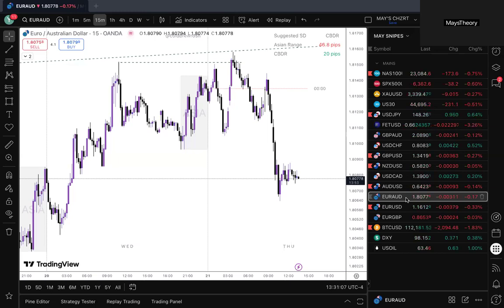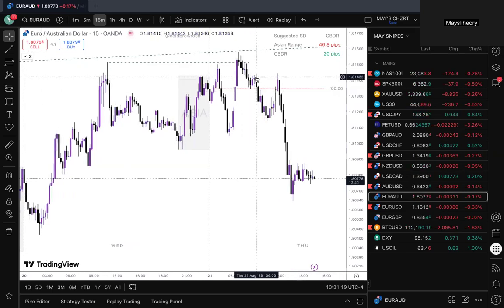A 20 pip move can still give you a 1 to 5 if you are risking 4 pips for the stop loss. Do you understand? Right. So yes, this already formed again the high, right? So we're waiting again, the same thing, breaking market structure, consecutive candles that close below an old low. I like that to be done on the 15 minutes.